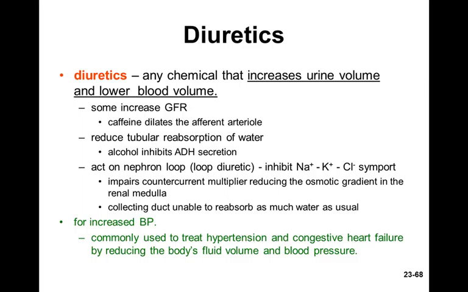Diuretics, this is any chemical that increases urine volume to lower blood pressure. Caffeine actually helps dilate the afferent arteriole. Alcohol inhibits ADH secretion. Diuretics are commonly used to treat hypertension and congestive heart failure patients because it's used to treat an increased blood pressure. It reduces the blood volume, reduces blood pressure by increasing the amount of urine output.